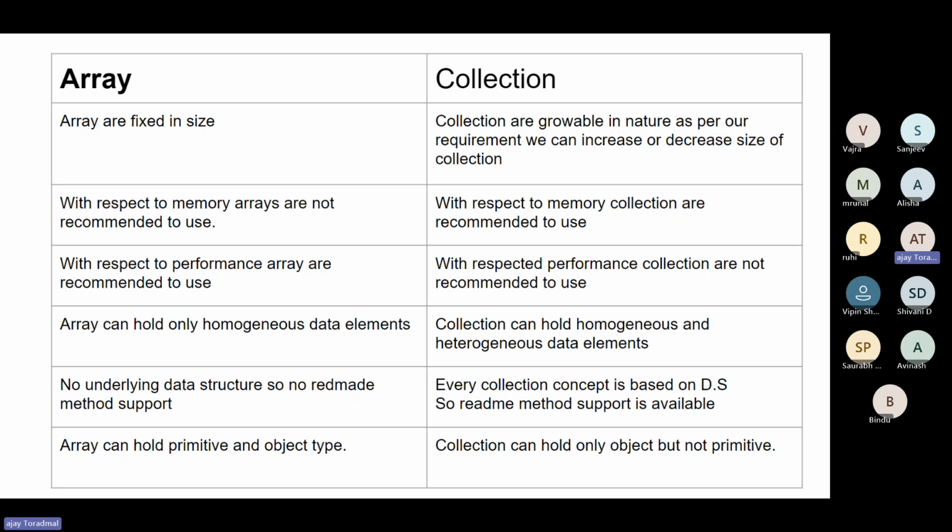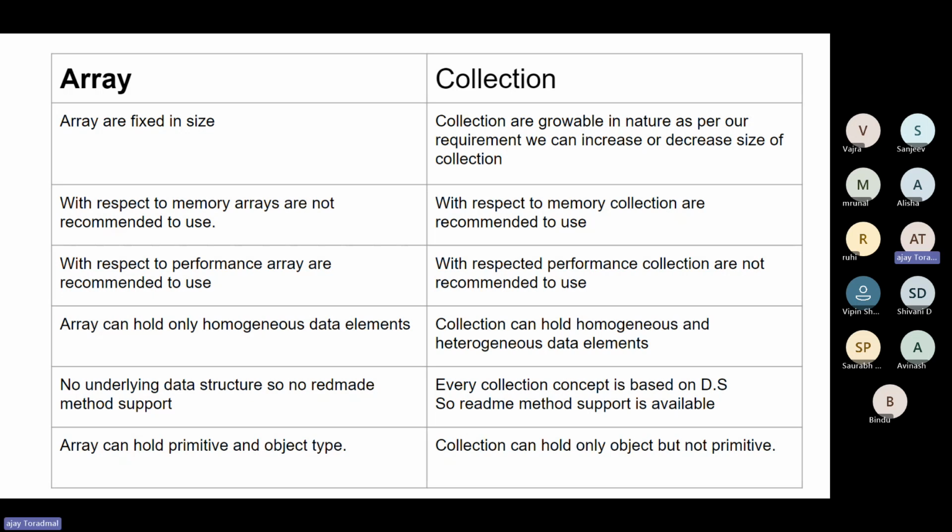Right. Now, the next point about the collection is that in an array there is no underlying data structure. We have already seen this topic, right? So no ready-made method support is available in case of an array. In case of a collection, every collection concept is based on a standard data structure, so you'll get a lot of methods available. For each and every action, there is one method. You don't have to write code. You'll get a method for each and everything.